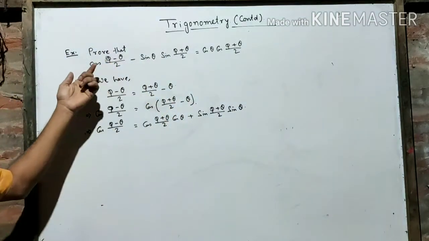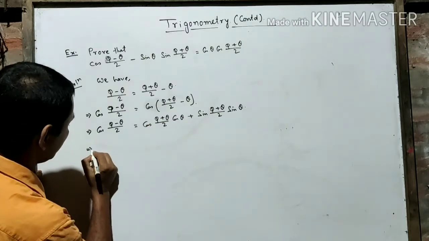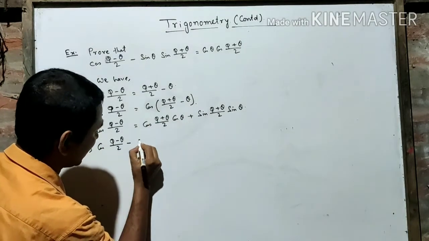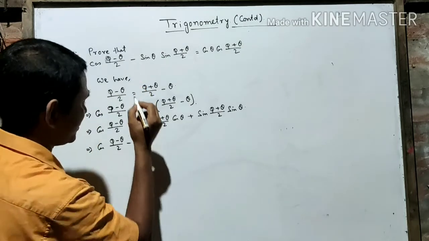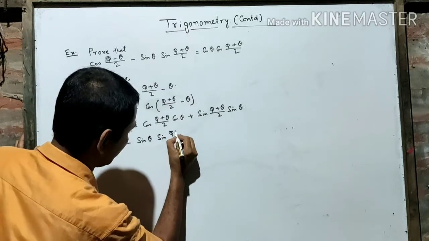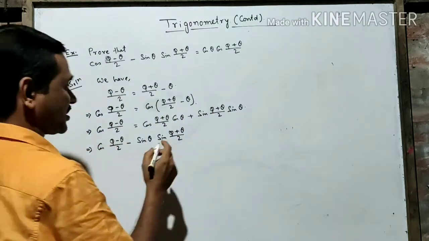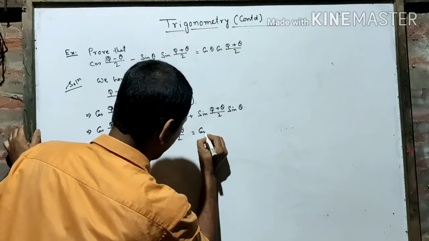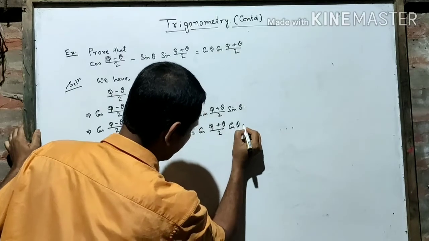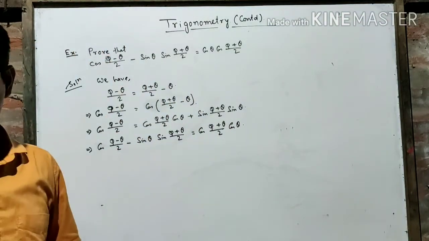Now arrange the things as in the question. Bring this quantity to this side. This implies cos of phi minus theta by 2 minus, write as it is in the question, sin theta into sin of phi plus theta by 2. That means this term is brought on the left hand side. Is equal to cos of phi plus theta by 2 into cos theta. Okay? So we have proved it. Alright?